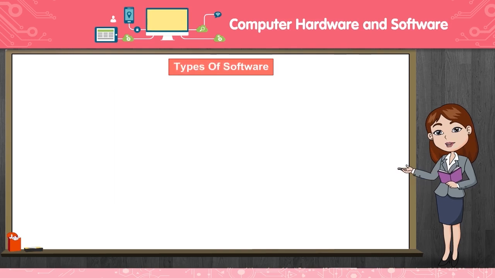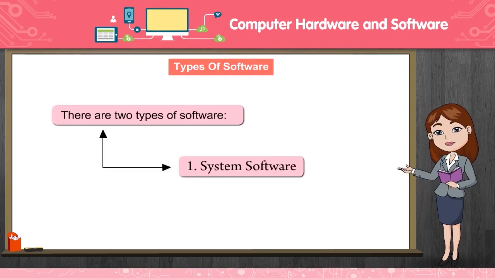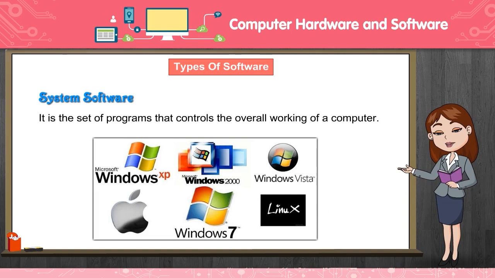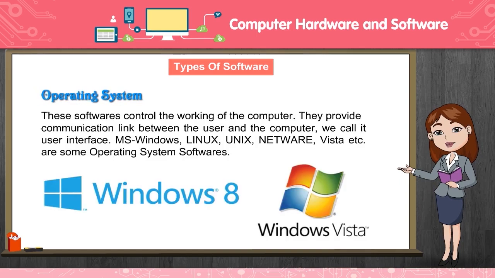Types of software. There are two types of software. First, system software. Second, application software. System software. It is the set of programs that controls the overall working of a computer. Operating system. These software control the working of the computer. They provide a communication link between the user and the computer. We call it the user interface. MS Windows, Linux, Unix, NetWare, Vista, etc. are some operating system software.